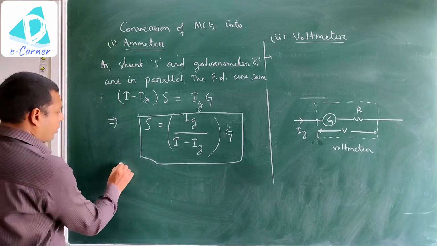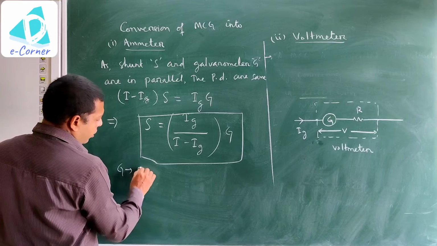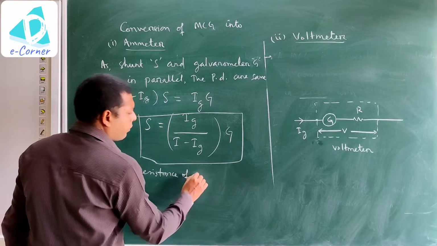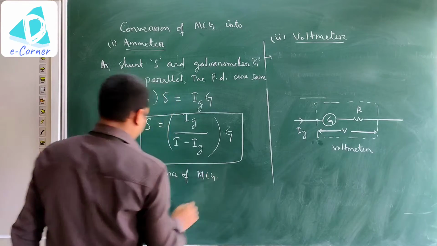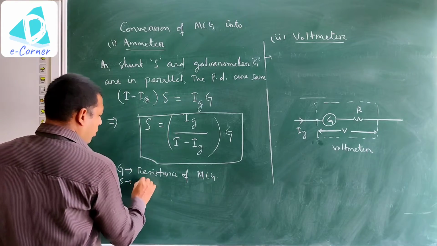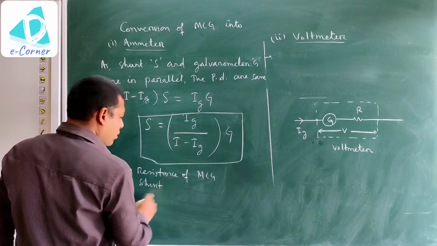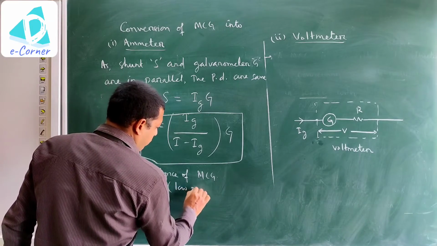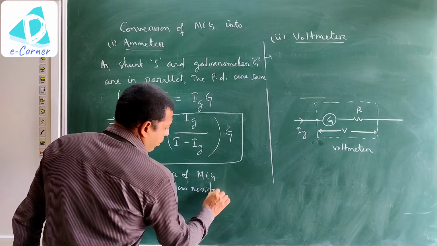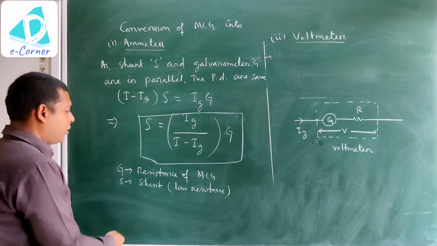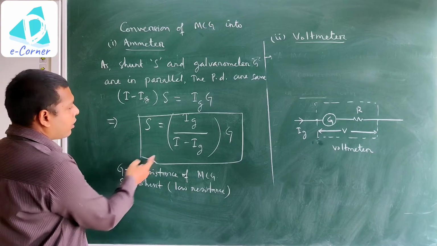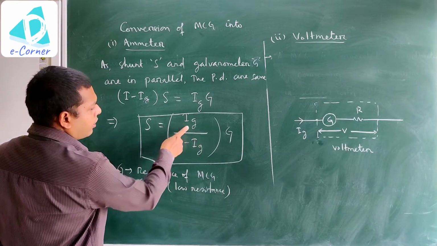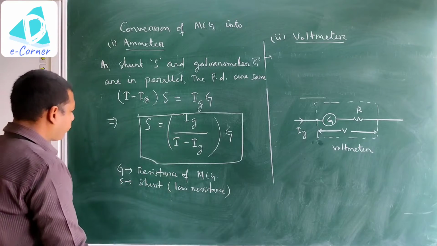You must remember G is the resistance of the moving coil galvanometer. Then S is the shunt resistance. Shunt means it is a low resistance. और न्यूमेरिकल में जब भी कैलकुलेट करोगे, S must be lesser than G. हाँ, G से कम आना ही होगा, क्योंकि देखो Ig, I minus Ig.